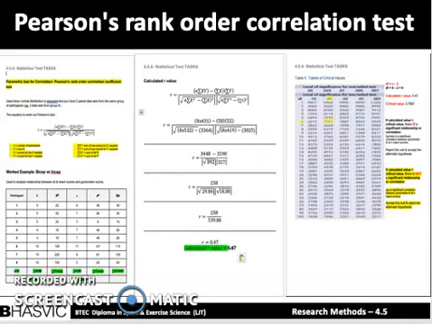Pearson's rank order correlation test. The Pearson rank order correlation tests are linear relationships between two continuous variables. A relationship is linear when a change in one variable is associated with a proportional change in the other variable.